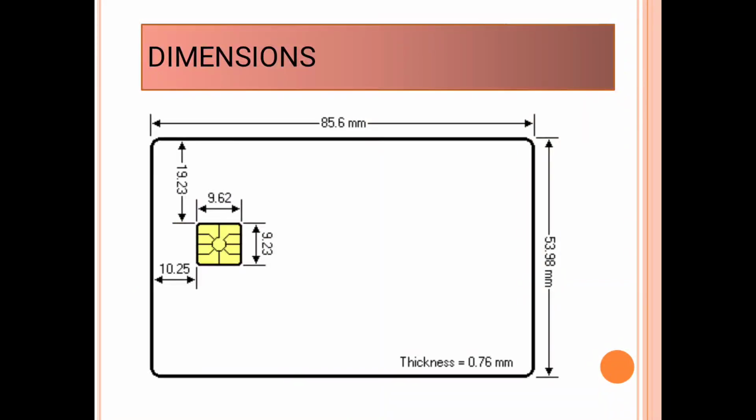The dimensions of smart card. The length of card is 53.98 mm. The width of card is 85.6 mm. The thickness of card is 0.76 mm. The length of smart chip is 9.23 mm and its width is 9.62 mm. The chip is positioned 19.23 mm from the top of the card and 10.25 mm from the side of the card.